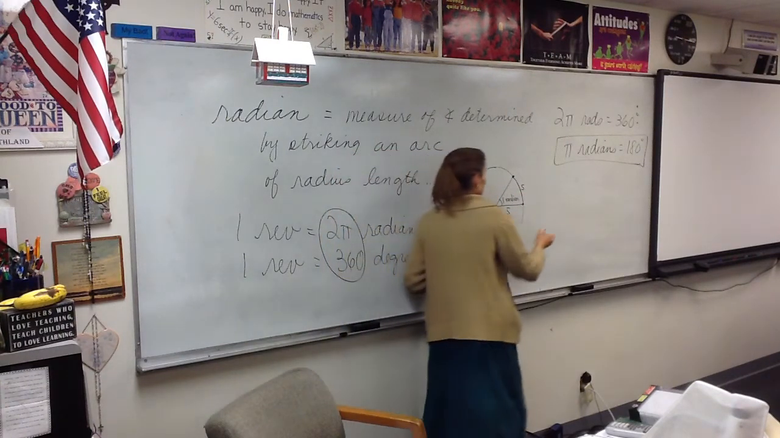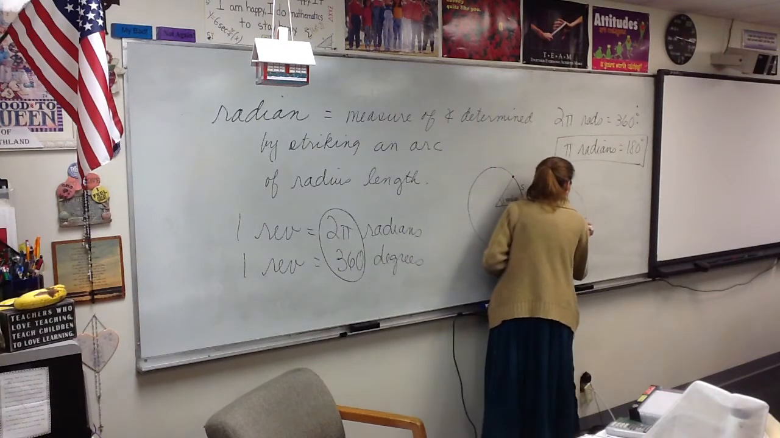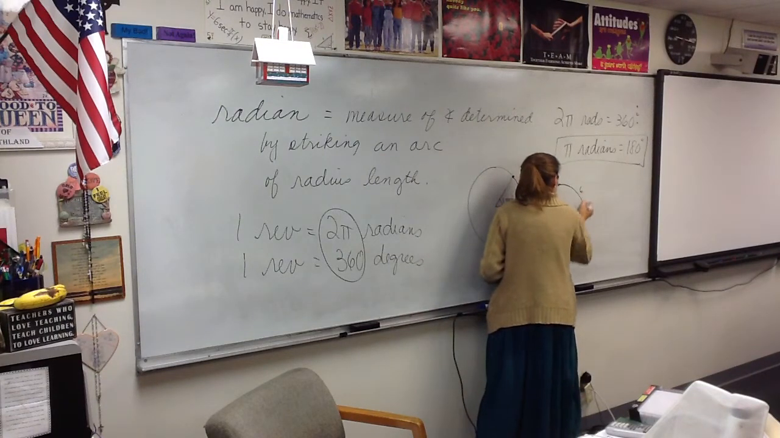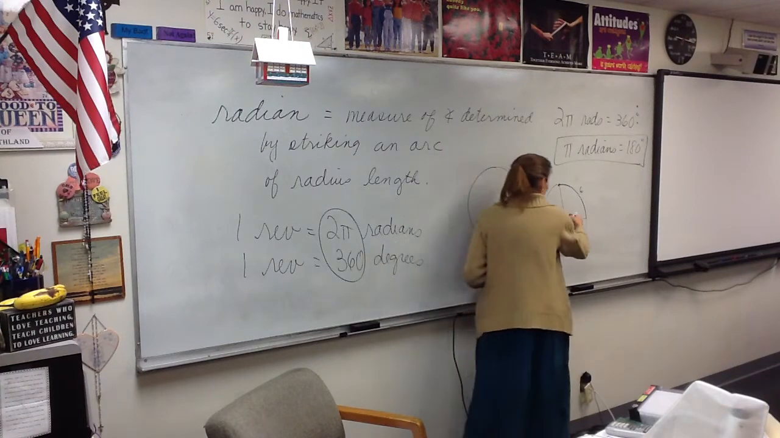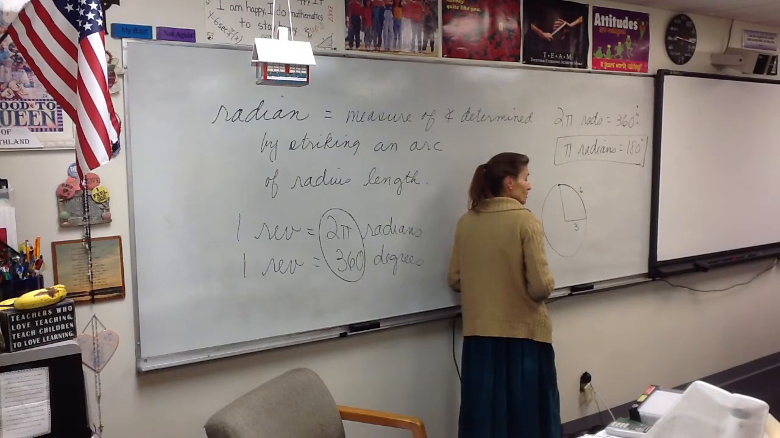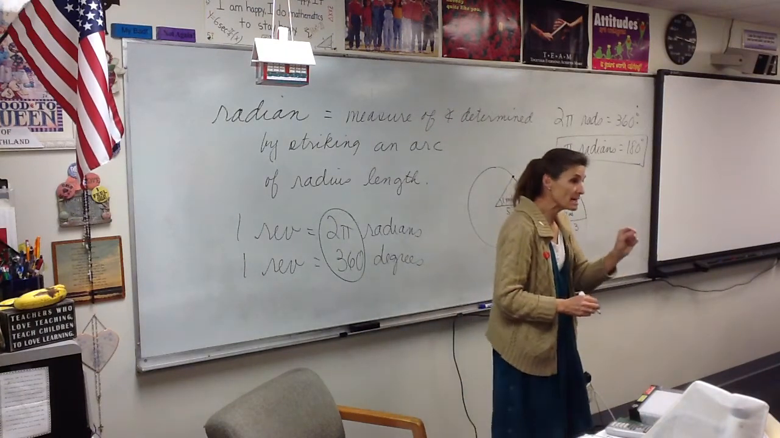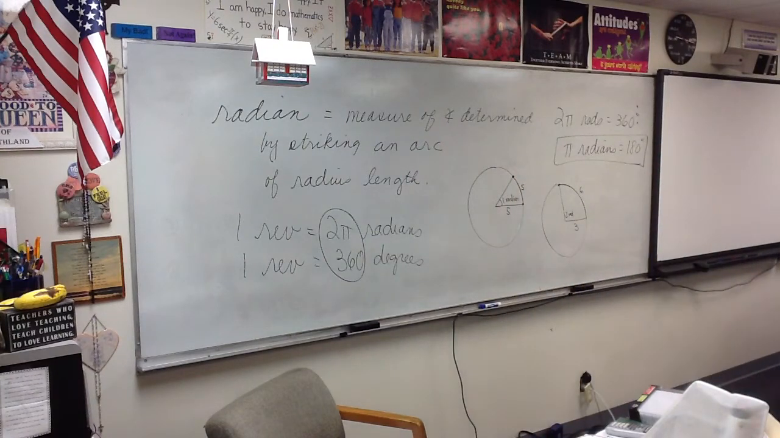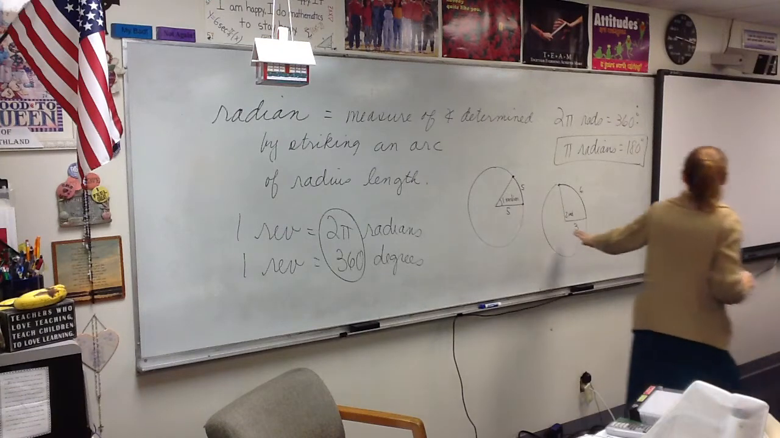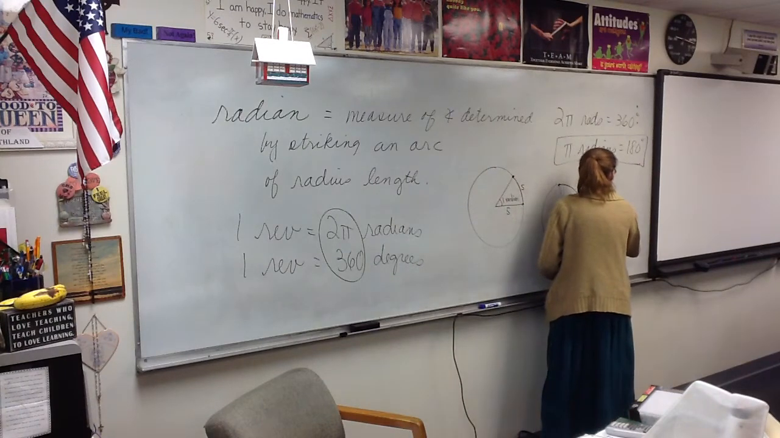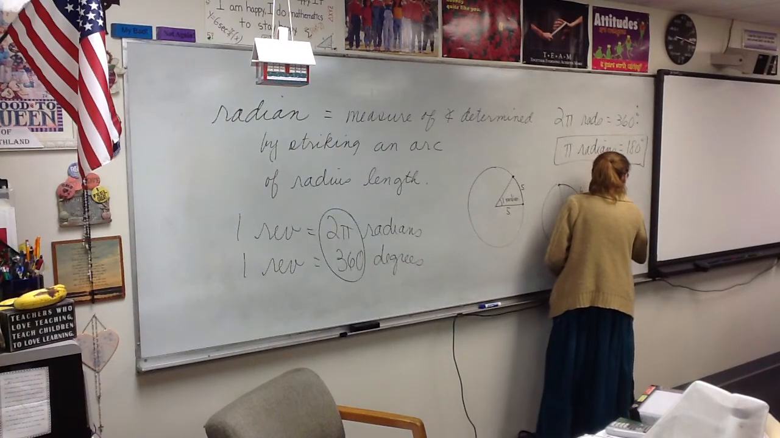So if we took a circle, and let's say the radius was 3, and we took a piece of string that was 6 units long, how big would that angle be? 2 radians. How do I know that's 2 radians? Because every radian is 1 radius of arc length, right? So if the radius is 3, then every 3 would be 1 radian, as I wrapped around the circle. This is one of the biggest formulas, really, in mathematics, and that is that arc length equals radius times radians.